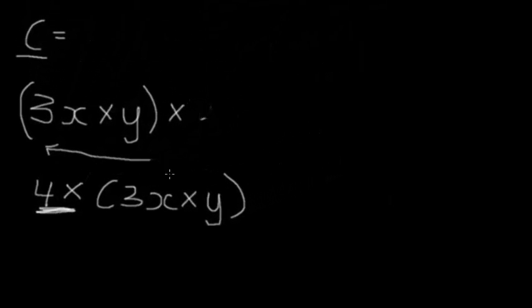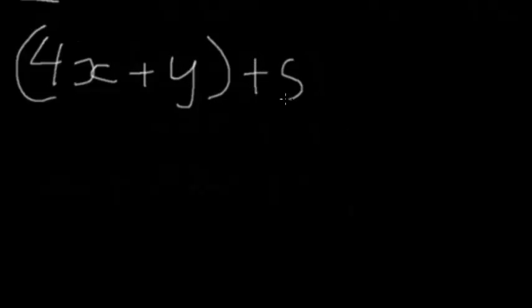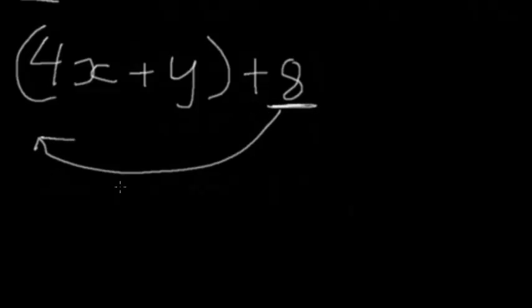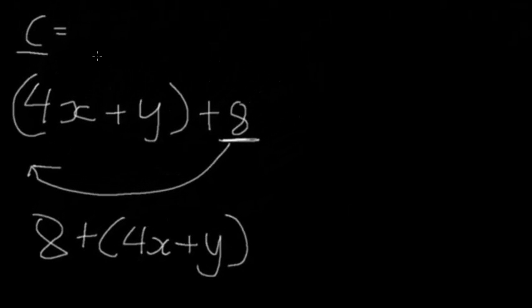So then we can also do this with addition. Let me just erase this real quick. Okay, addition, where we have here, for example, 4x plus y and 8, for example, and we can just move 8 to the beginning and it will stay the same, right? 8 plus 4x plus y. There we go. So it still stays the same. That's the commutative property, as you can see here.